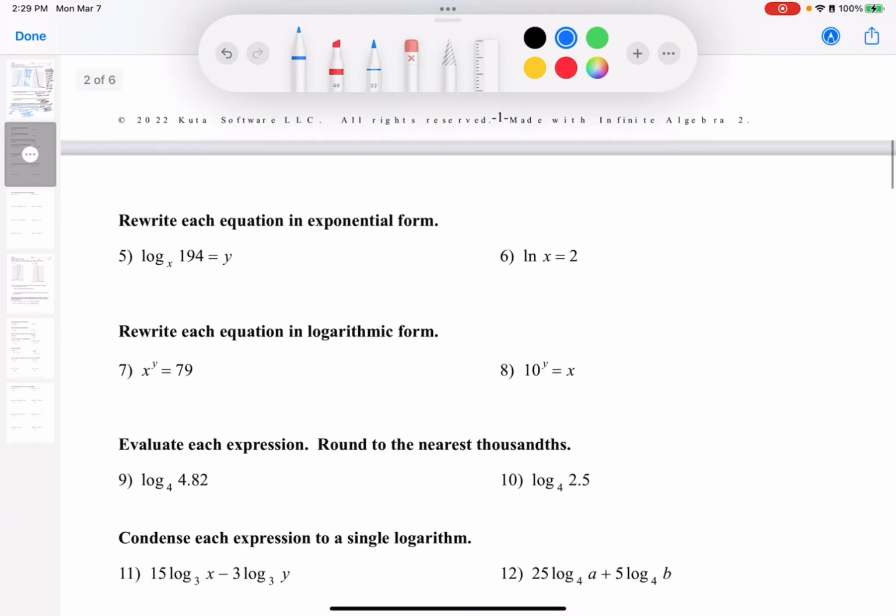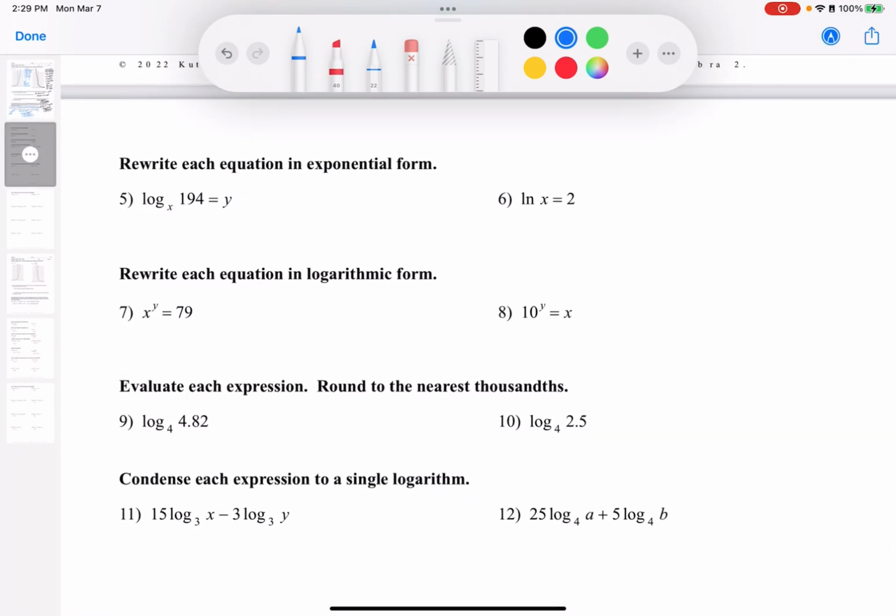The next question, number 5, says rewrite each in exponential form. So our base is x to the y equals 194. And you're done. Remember that ln, another way we can write ln is log base e. So I could rewrite this as log base e of x equals 2. So this would be e to the second equals x. There's your solution.